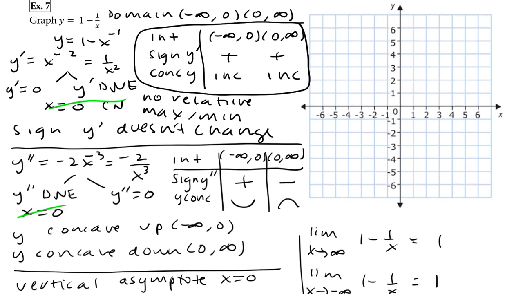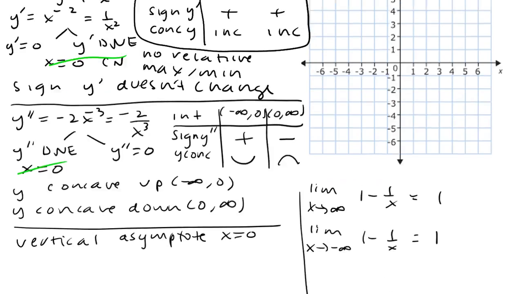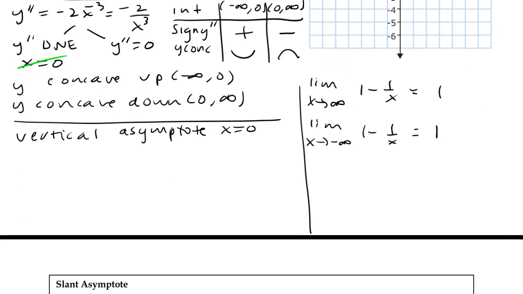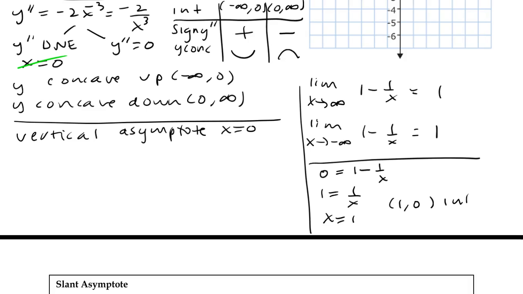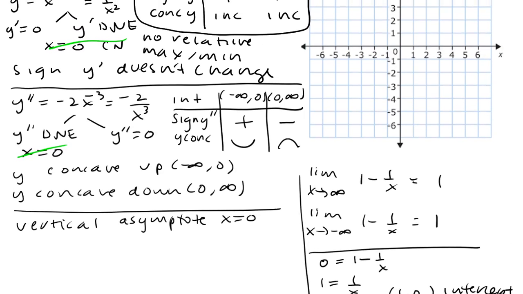We skipped over the easy stuff, which are the intercepts. Look right here. X can't be 0, so we can't have that intercept, but couldn't we let y be 0? Let's see what happens there. If y is 0, aren't we going to have 1 equals 1 over x? So x is 1. So we have this as our intercept. Okay, let's see what we can do with this. Let's go ahead and plot our intercept at (1, 0).